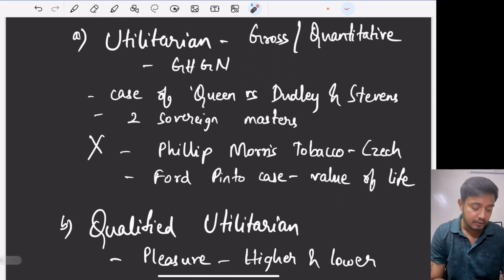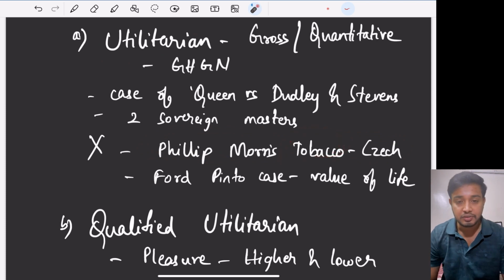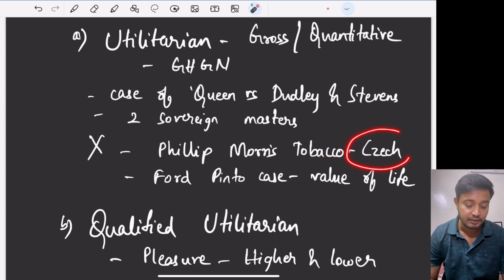So for the criticism part of utilitarianism comes the Philip Morris tobacco case of the Czech Republic, where this tobacco company actually argues with the Czech country that, see, whatever we are paying as taxes or compensation to people who die of tobacco cancer is much more economically profitable than asking people not to buy tobacco and not giving any compensation or such things. So we are basically talking about the greatest economic benefit by encouraging people to actually smoke.